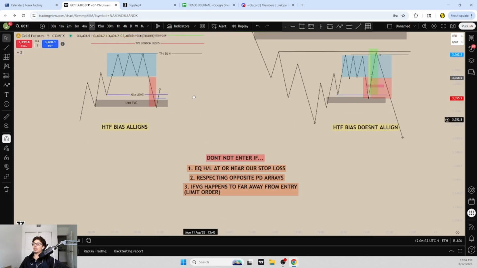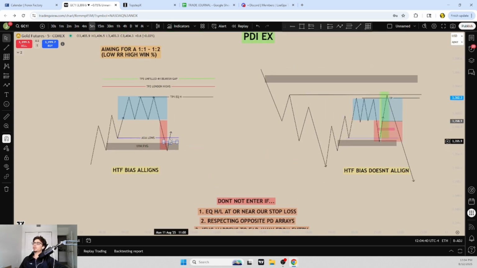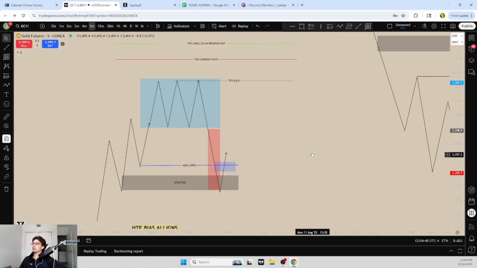Hope that makes sense. And then the third thing that we don't want to enter off of, if it happens, is the inversion fair value gap happens too far away from our entry. So let's say the IFVG is right here, this blue box. Let me zoom in for you guys. Let's say it's this blue box right here, but the closure happens all the way up here. We don't want to enter off this.